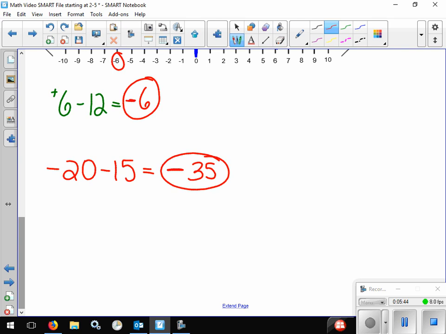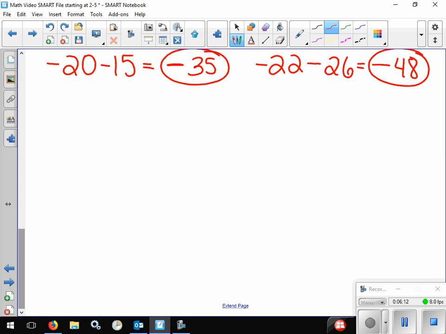Okay, negative 35. Let's try another one. What's negative 22 minus 26? Okay, I'm at negative 22. I'm going to subtract 26. So I'm going to go left on the number line. It's going to get more negative. So it's going to be negative 48. Again, these problems, you just have to do it over and over and over again.